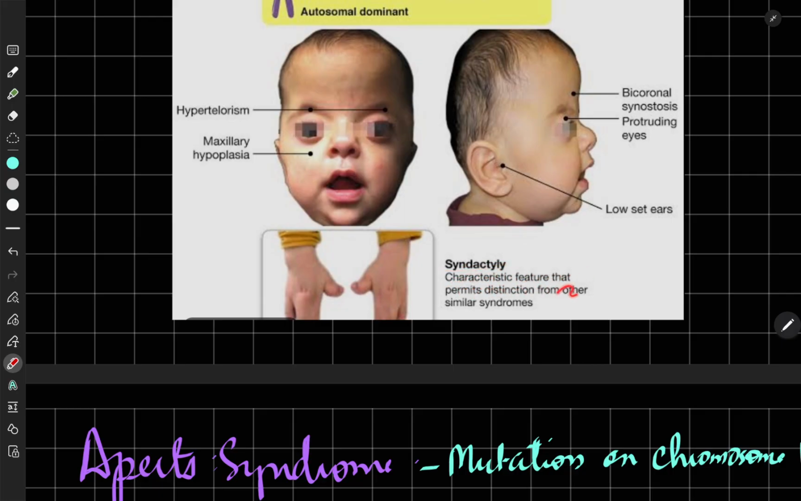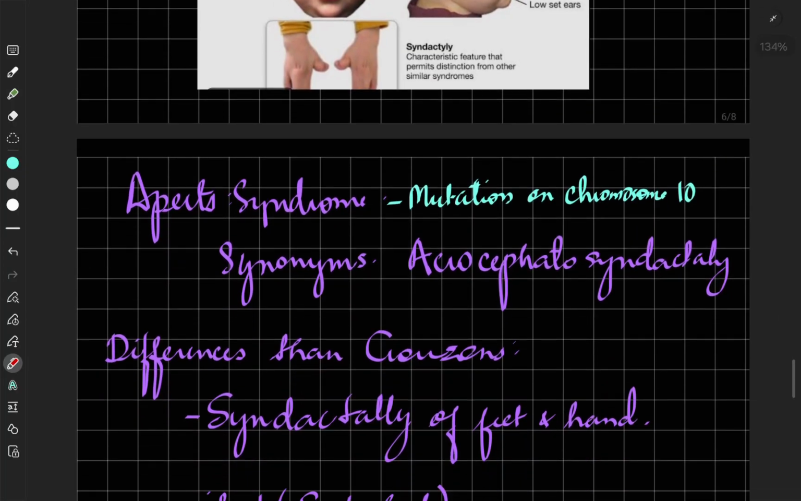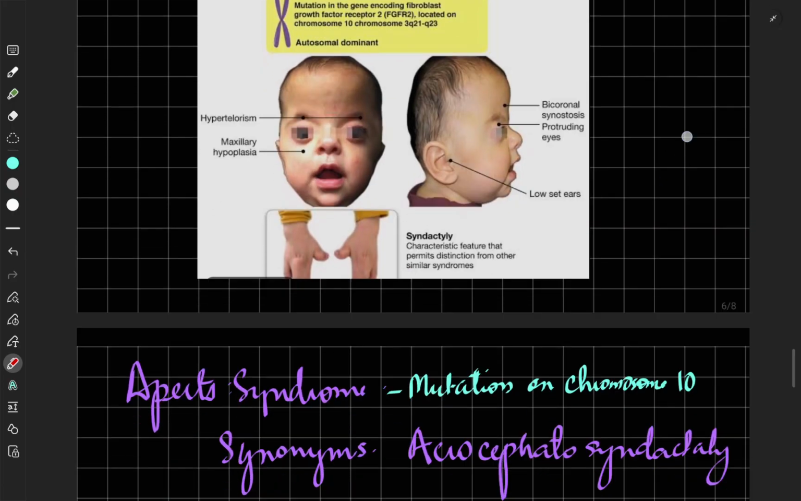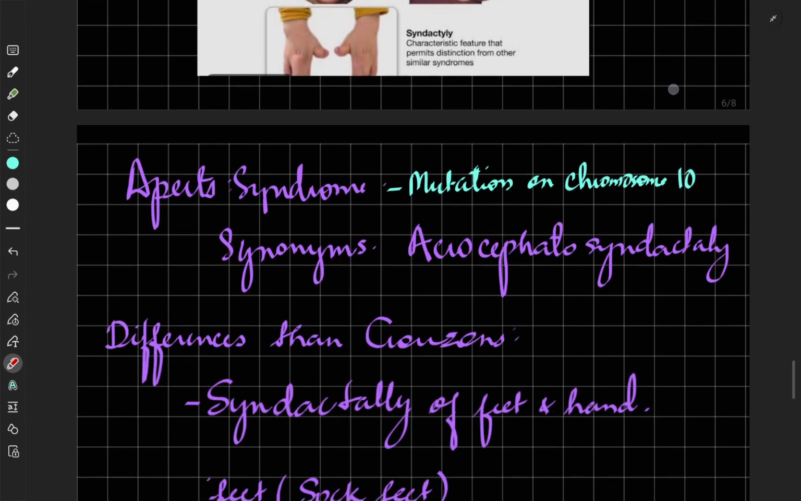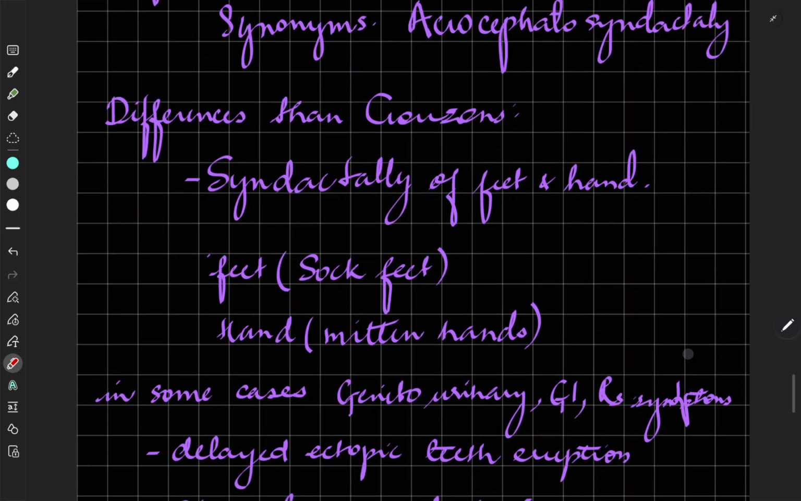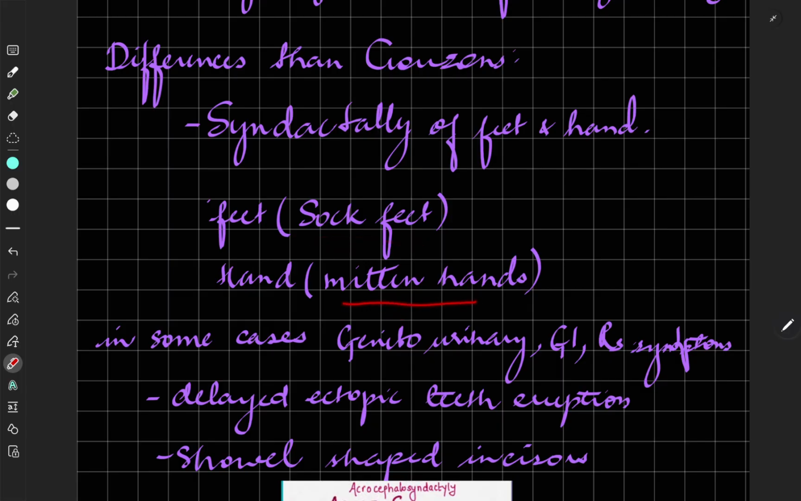This is a characteristic feature that permits distinction from other similar syndromes. Apert syndrome, mutation on chromosome 10 and chromosome 3q, all of which I just said. A synonym is acrocephalosyndactyly. What is the difference from Crouzon? Syndactyly is the difference, of the feet and hands. Other features are the same. In the feet you will have sock feet, and in the hands you will have mitten hands.